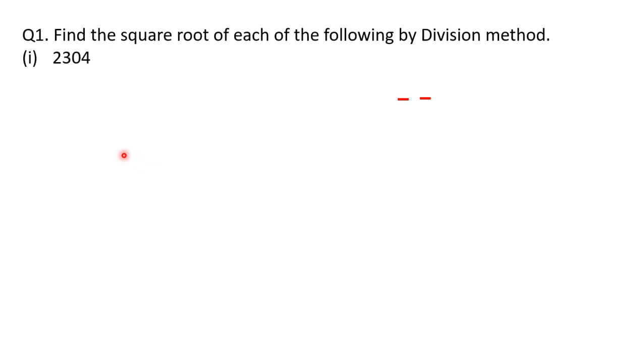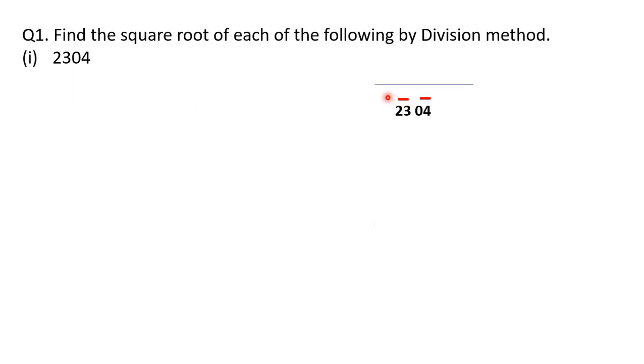So let's do one more problem on the basis of the same division method, so we will understand very well. So let's do question number 1 of this exercise. Find the square root of each of the following by division method. 2304. First we write the number and make pairs of digits. From the right hand side, that is from the unit digit, make the pair 0 and 4 as one pair, and 2 and 3 again one pair.